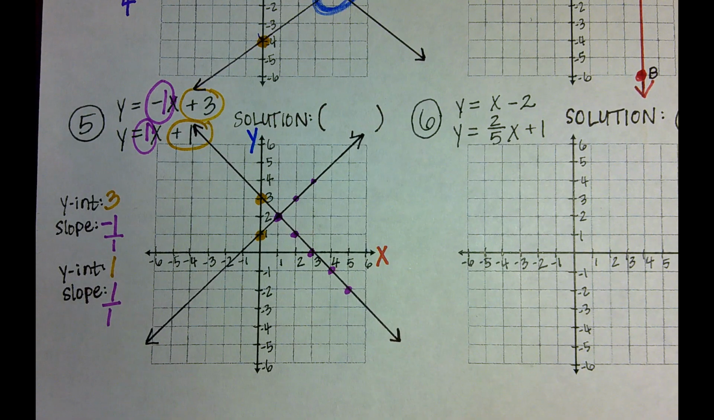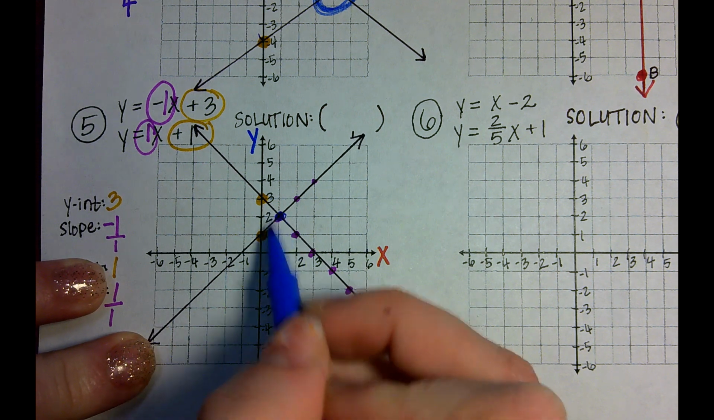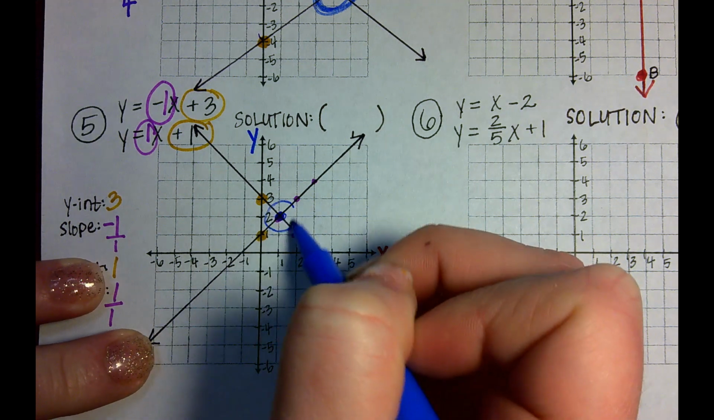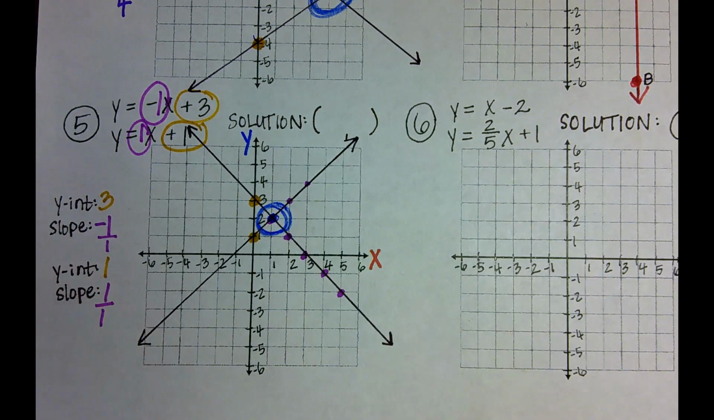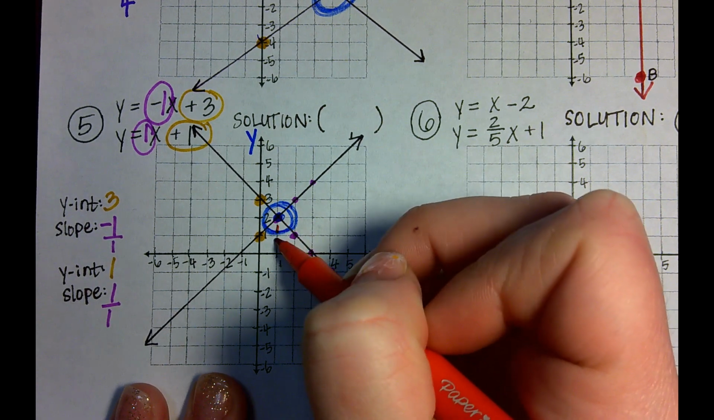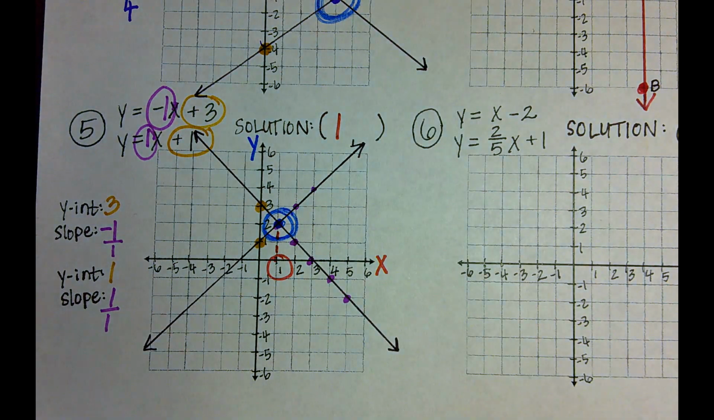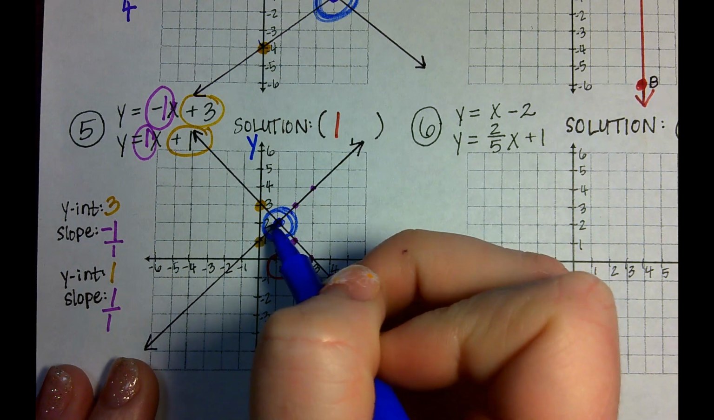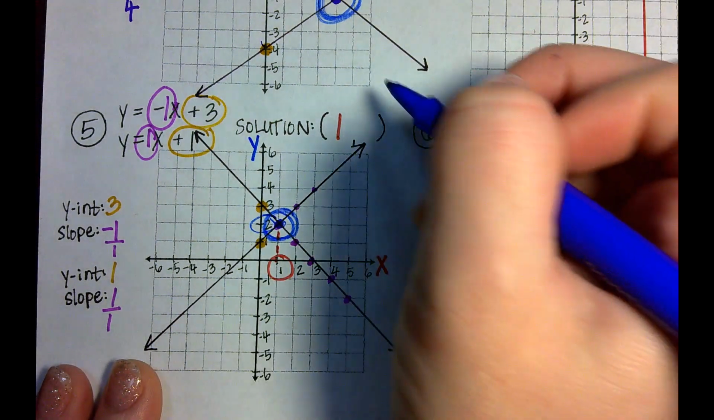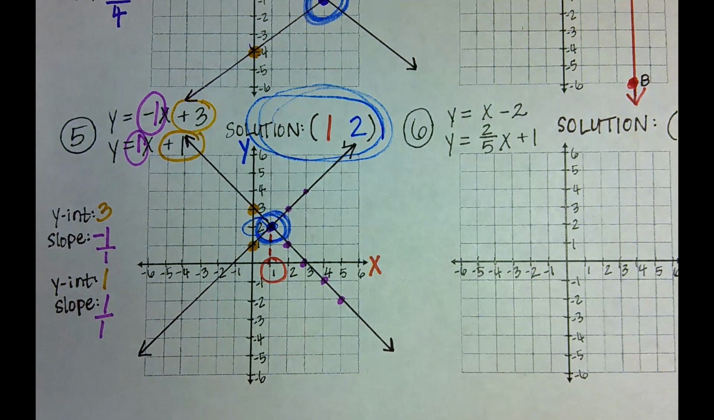Okay, and what is our solution? 1 and 2. Yes, 1 and 2. So remember our intersection where the lines are crossing, that is our solution. We just find the coordinate. I see on the x-axis, this point lines up with 1. So my x value is 1. And on my y-axis, it lines up with 2. So my y value is 2. And that is our solution, 1, 2.